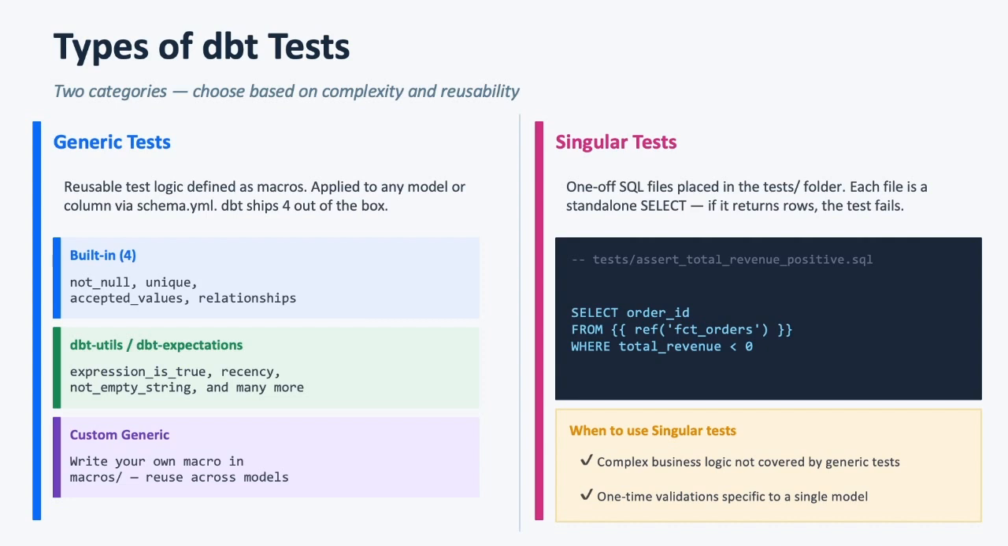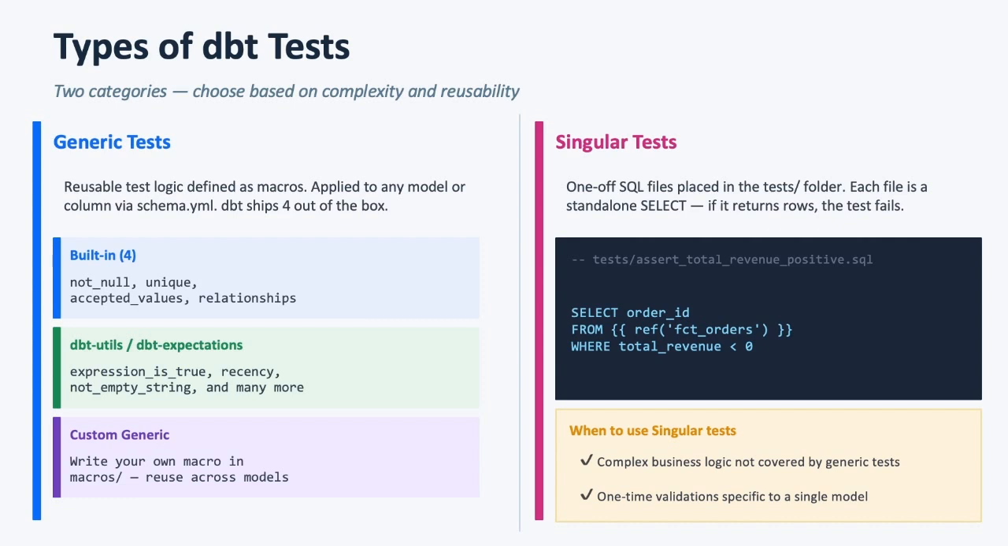Next, we have package tests, dbt-utils and dbt-expectations. These give things like expression is true, recency checks, non-empty string, and many more. You just install the package and start using them. Next, we have custom generic tests. You write your own test logic as macros inside the macros folder. Once you write it, it is reusable just like a built-in test.